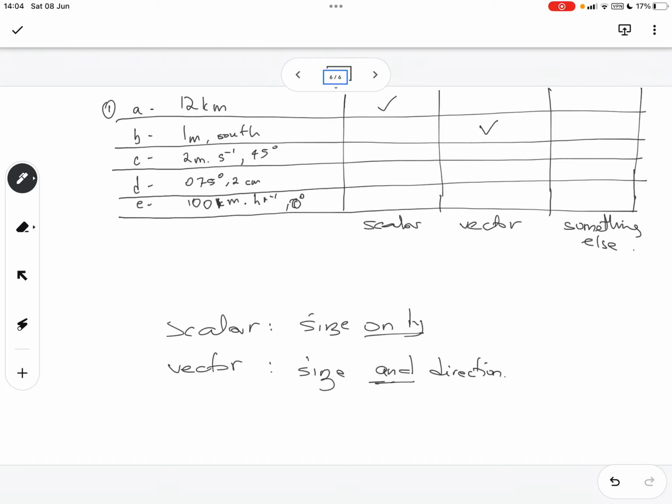And then number C, 2 meters per second at 45 degrees. What's that? Vector or scalar? It's what? It's a vector. Why are you guessing? Because I was sure I would guess. So what is it? Is it a vector or scalar, number C?